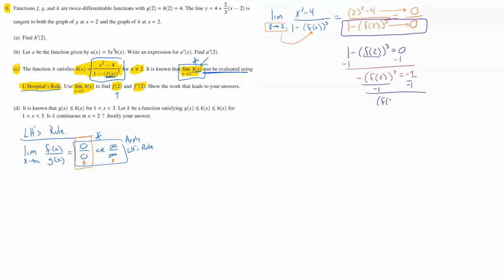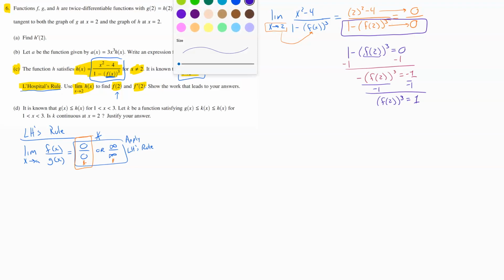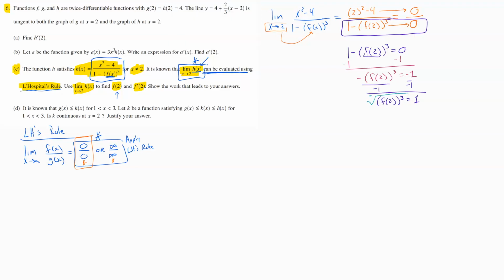We get f of 2 to the third is going to equal negative 1 divided by negative 1, which gets us positive 1. And then you would go ahead and cube root both sides to cancel out the cube, and you'd end up with f of 2 equals 1. So we have one of the bits of information under control. So we know what f of 2 is, and now we need to go find out f prime of 2.